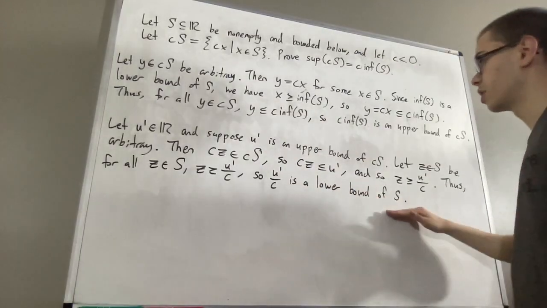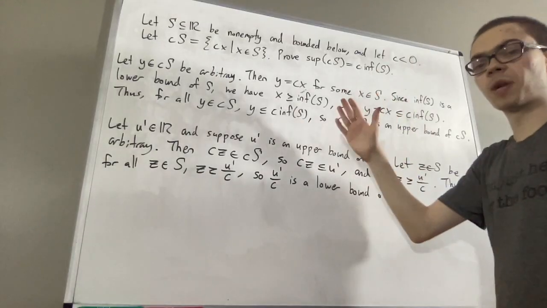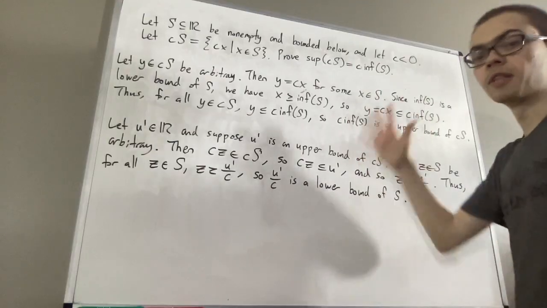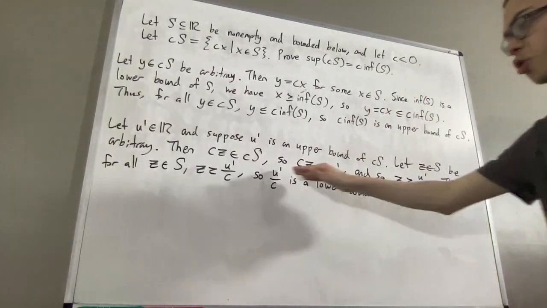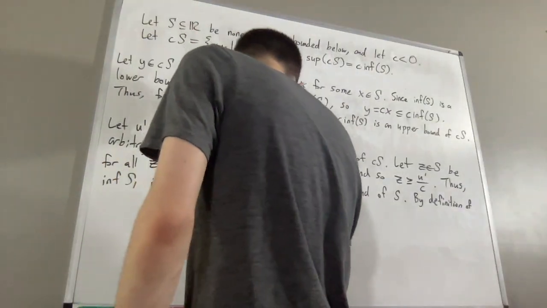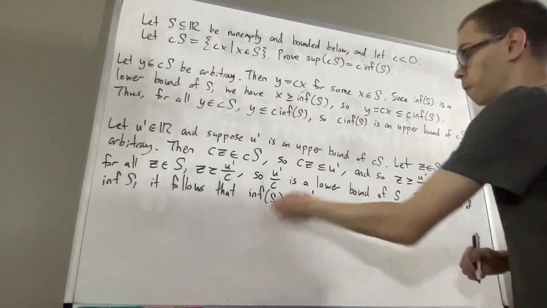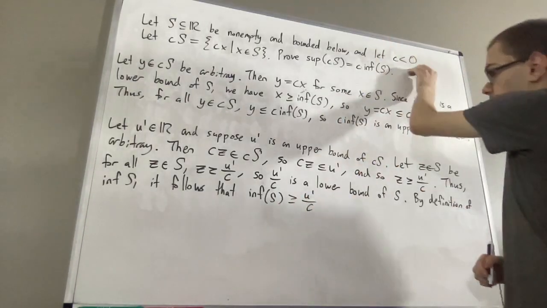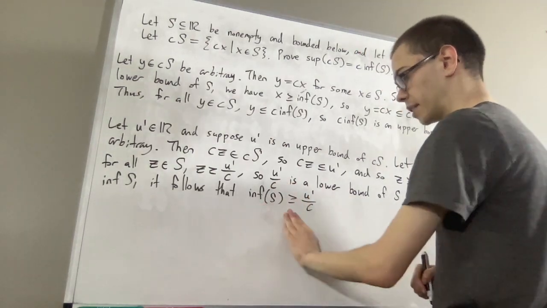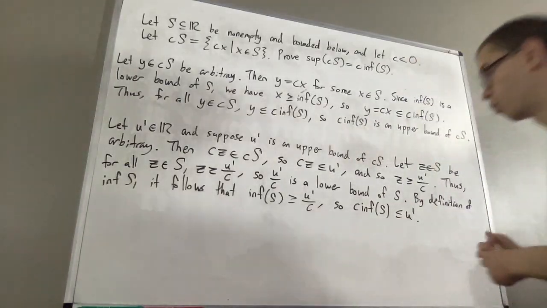So then what do we do with this? Well, since the infimum of S is the greatest lower bound of S, it's greater than or equal to every lower bound of S. So in particular, the infimum of S is greater than or equal to u prime over c. So then we just multiply c on both sides. That'll flip the sign of the inequality since c is less than 0. We get c times the infimum of S is less than or equal to u prime. And that's it. We're done.